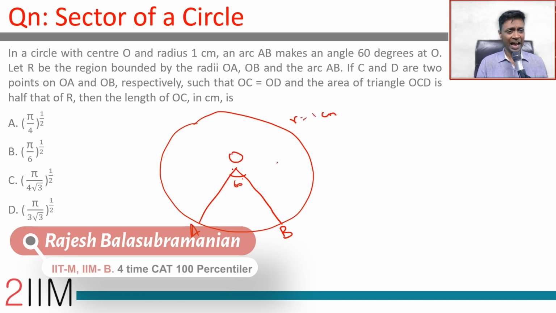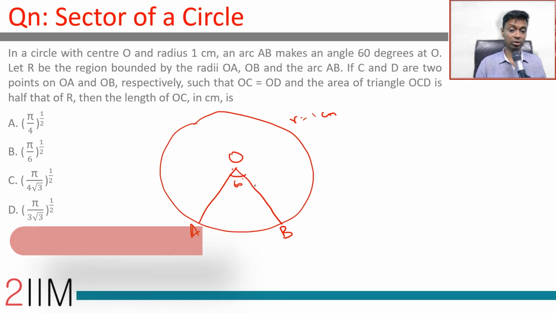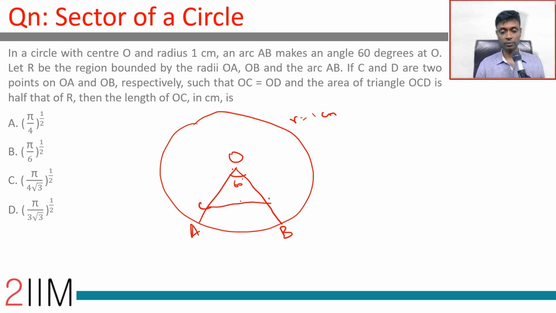What have we got? Let R be the region bound by the radii OA, OB, and the arc AB. So the sector is R. C and D are 2 points on OA and OB, such that OC is equal to OD. Wonderful. So OC, OD, these two are equal. Let's say A and A. So it's an equilateral triangle OCD.